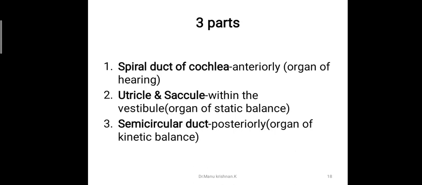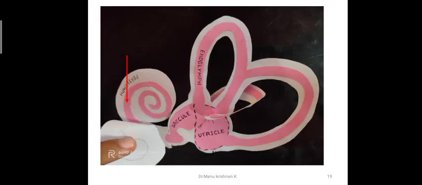I repeat: the spiral duct of cochlea, the utricle and saccule within the vestibule, and the semicircular duct which is present within the semicircular canals. So that is the difference between the semicircular canal and the duct. The duct is located within the canal. So here you can have a clear idea about these structures.